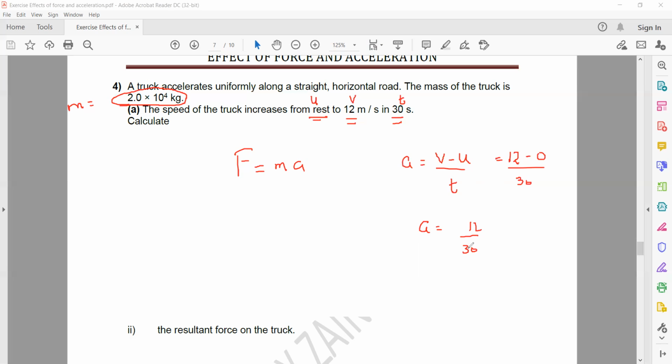So what is the answer? 12 divided by 30 is 0.4, so 0.4 meters per second squared is the acceleration. Now to get the resultant force, the mass, which is 20,000, multiplied by 0.4, the resultant force will come out as 8,000 newtons. Is it clear? That was the second part, the resultant force.